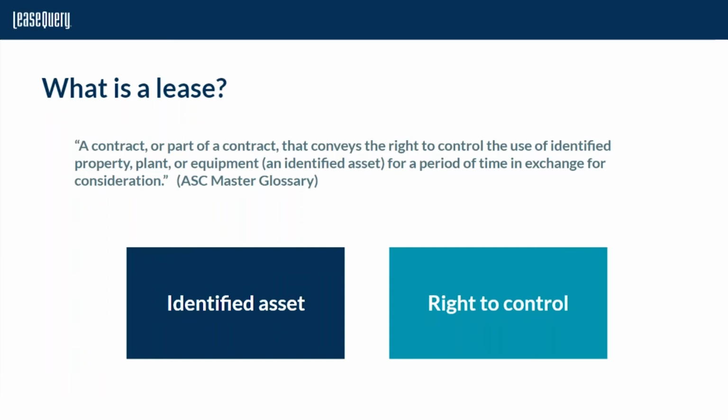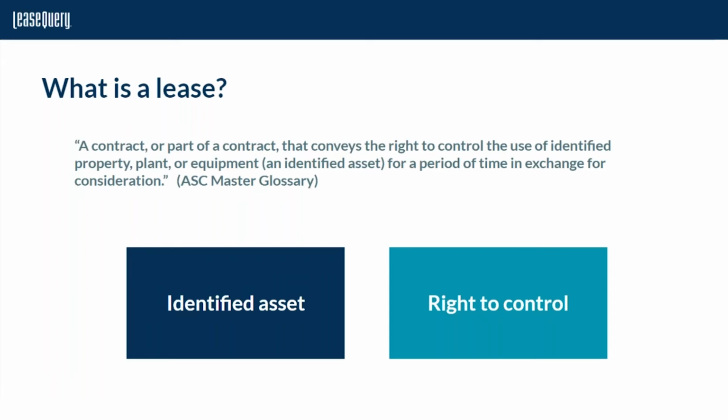In order for the lessor to have substantive substitution rights, both of the following criteria must be met. 1, the supplier must have the practical ability to substitute an alternate asset throughout the period of use. And 2, the supplier must benefit economically by exercising that right to substitute. If the supplier has substantive substitution rights, the customer doesn't have the right to use the asset, and the arrangement is not accounted for as a lease.